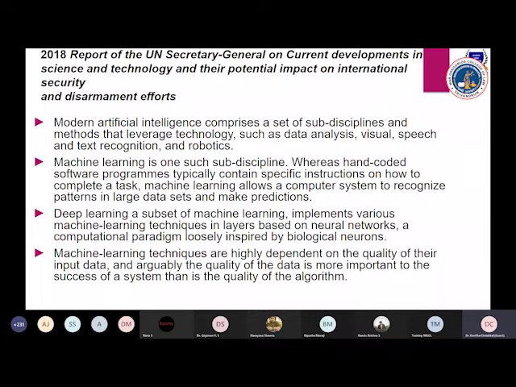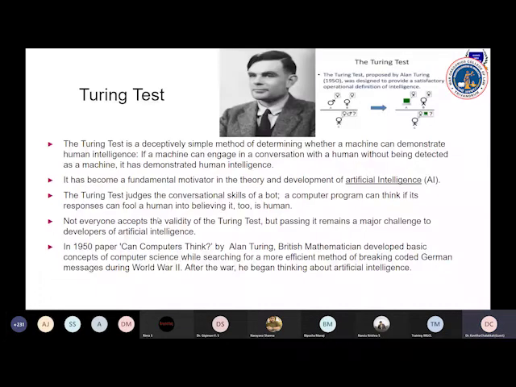So we are more concerned about deep learning and machine learning when it comes to artificial intelligence and its impact on law. Now, one of the major concerns for scientists and anyone looking into AI is: how do you identify whether a particular program is artificially intelligent or not? There have been many standards and tests, but one of the most popular is called the Turing Test, which was proposed by Alan Turing way back in 1950.